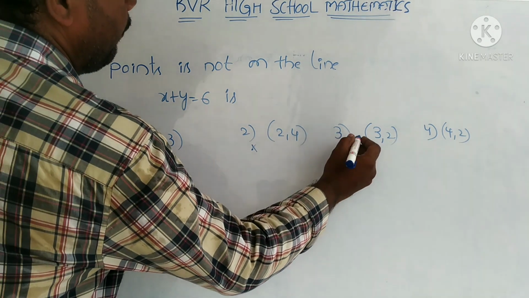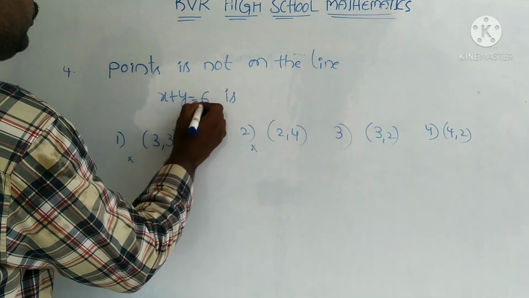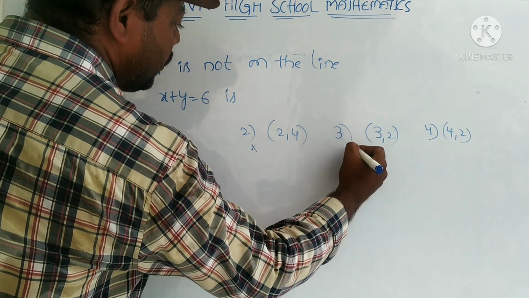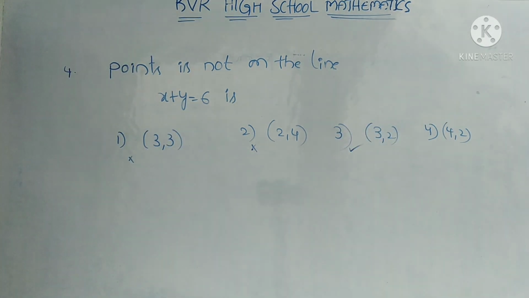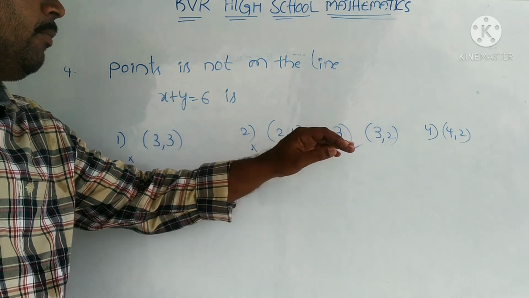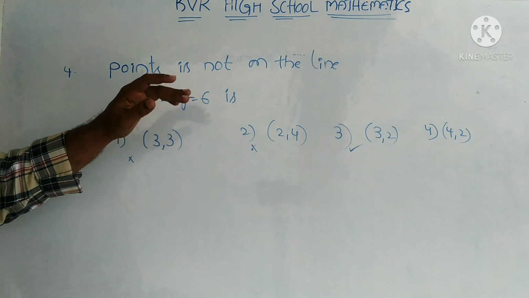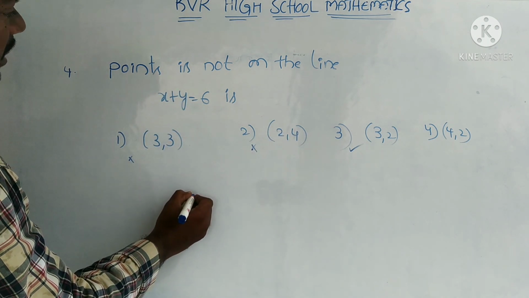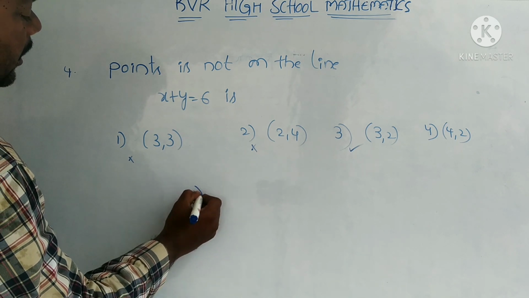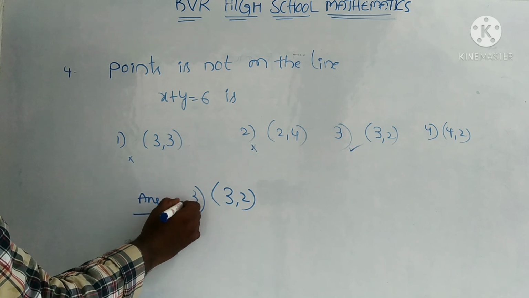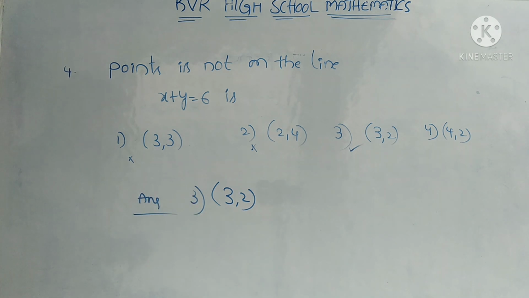(2, 4) also lies on the given line. Next (3, 2): 3 plus 2 equals 5. But here 6 is given. So (3, 2) does not lie on the given line. So the third option is the correct answer. Answer is the third option, (3, 2). (3, 2) does not lie on the given line.